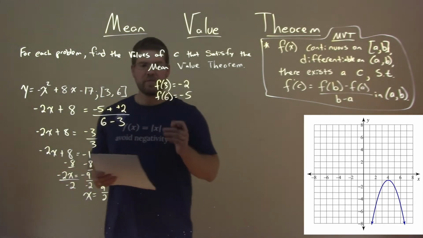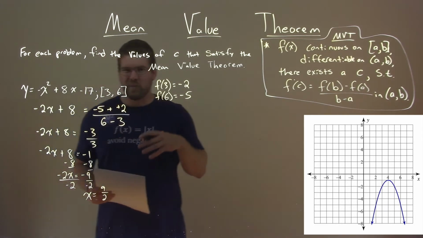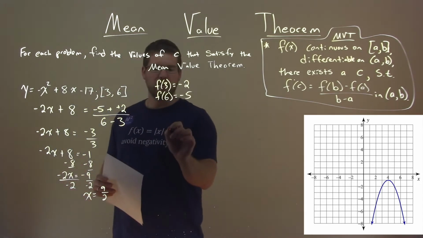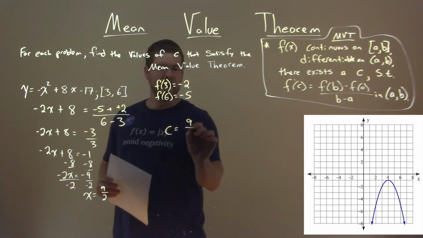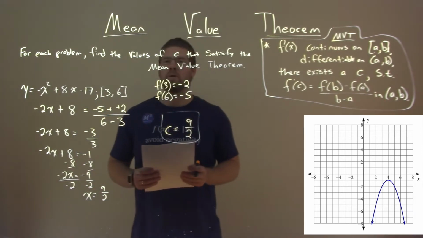And so we need to find our value for c. Now 9/2 is within our interval from 3 to 6, and so our c value here is just 9/2. And that is the value of c that satisfies the mean value theorem.